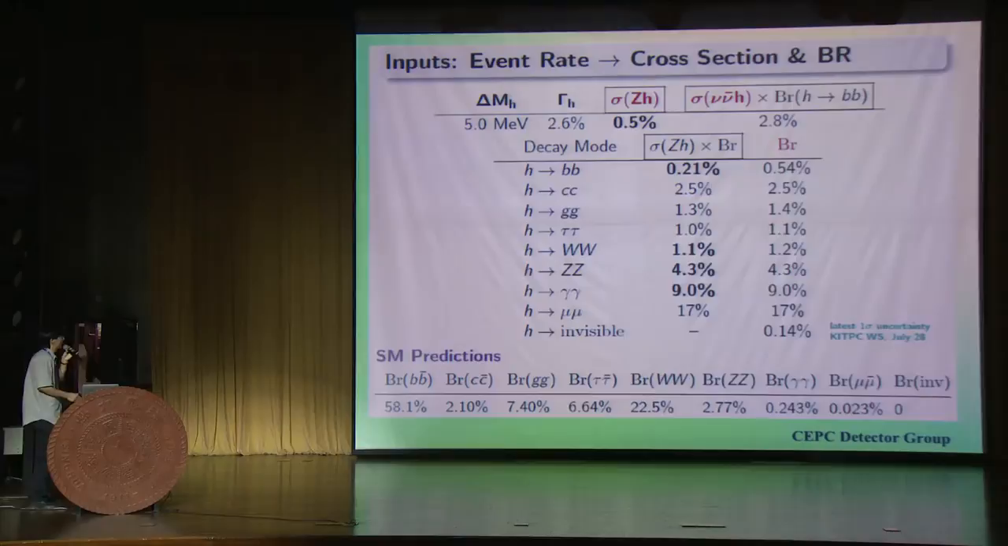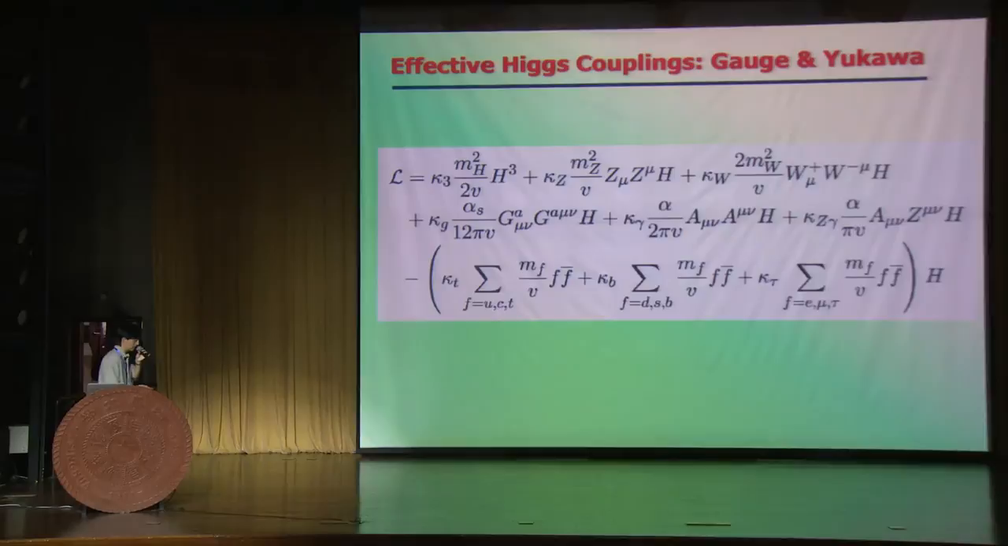the ZH to 0.5%, the Higgs mass to 5 MeV, the total width to 2.6%, and all the other decay branching fractions, like the BB to 0.5%. And some of the quark Yukawa couplings and the gauge boson couplings and so on are around a percent or a few percent, with much higher precision and sensitivity.